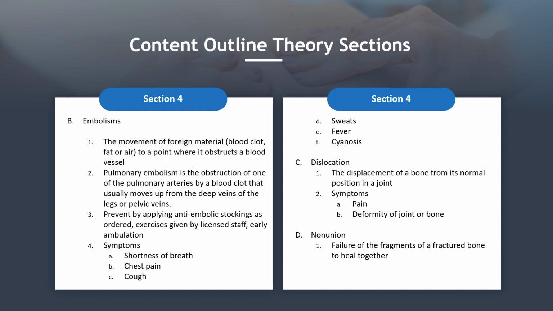Dislocation, the displacement of a bone from its normal position in a joint. Symptoms include pain, deformity of a joint or bone. Non-union, failure of the fragments of a fractured bone to heal together.